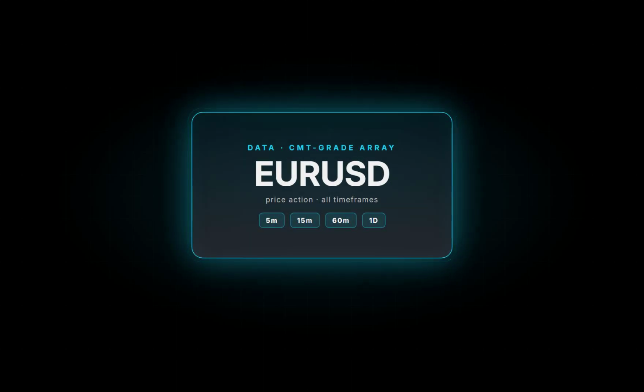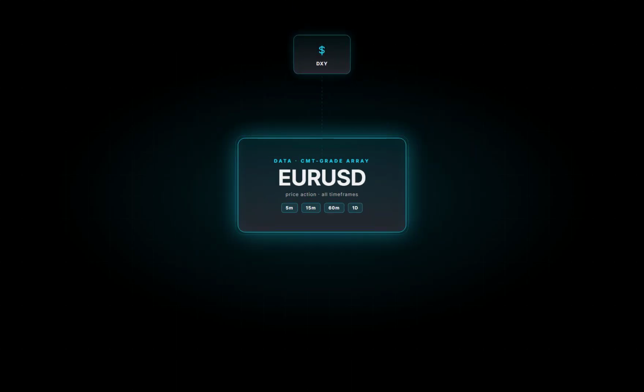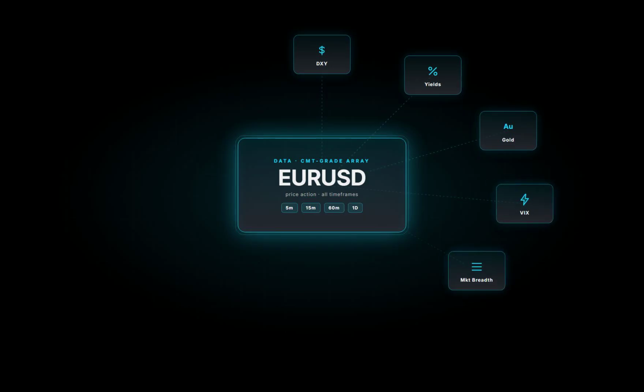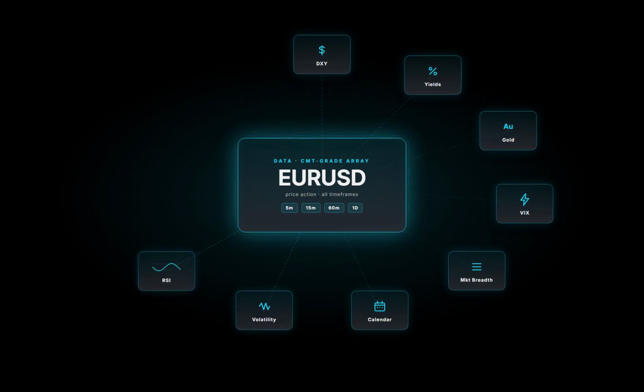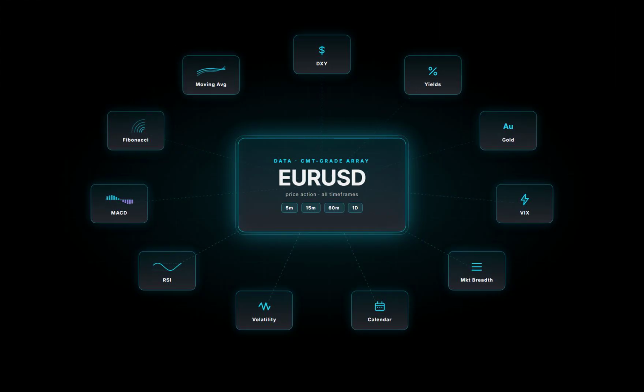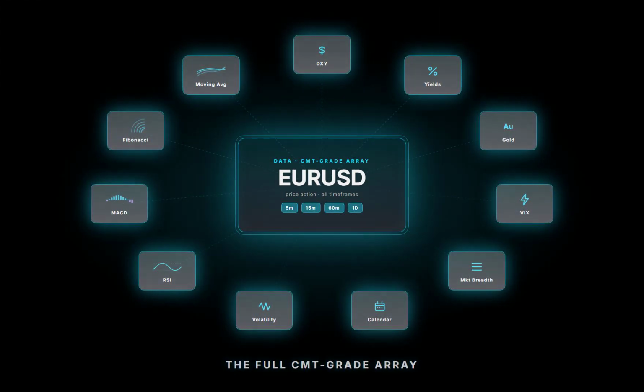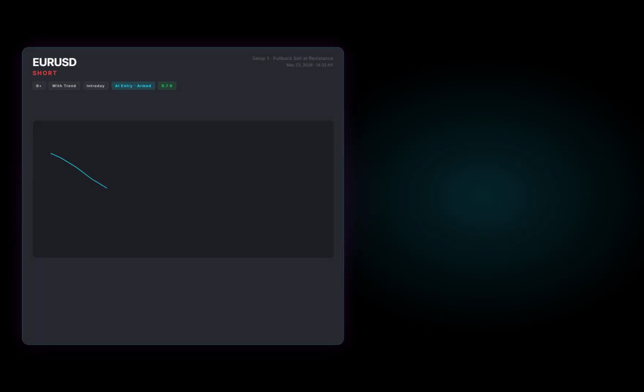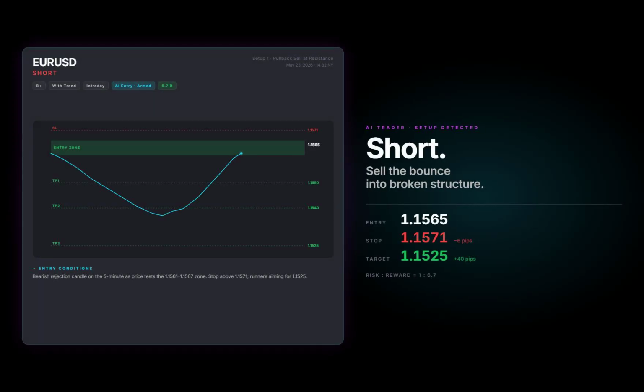Price action across every time frame, the DXY, yields, gold, the VIX, market breadth, the economic calendar, volatility, on the chart itself, RSI, MACD, Fibonacci, moving averages, the full CMT grade array. From all of it, it produces 1 or 2 trade setups, sometimes none.